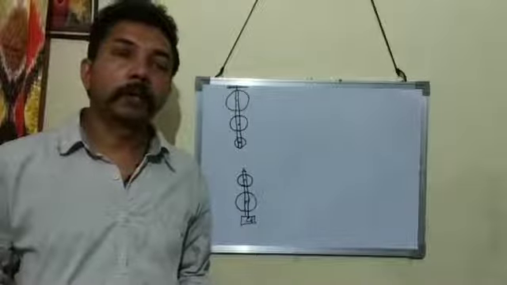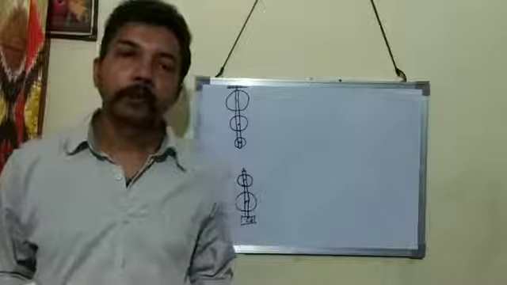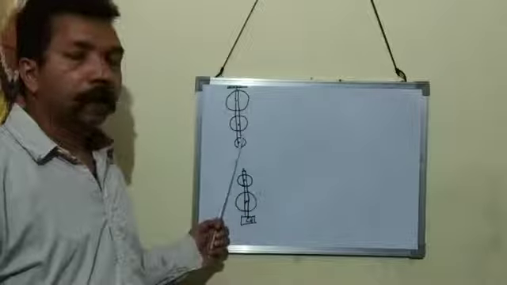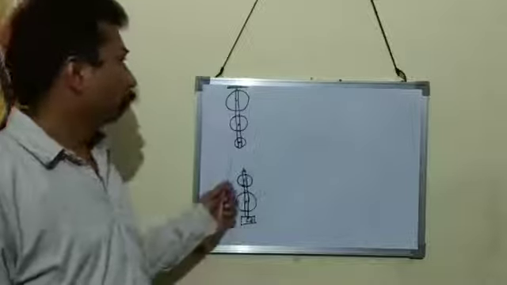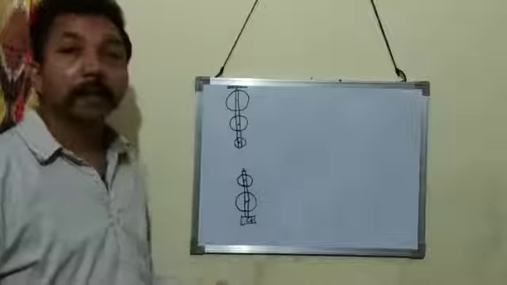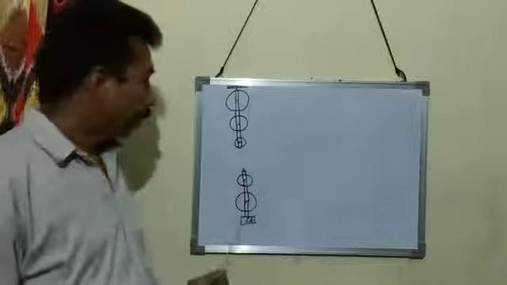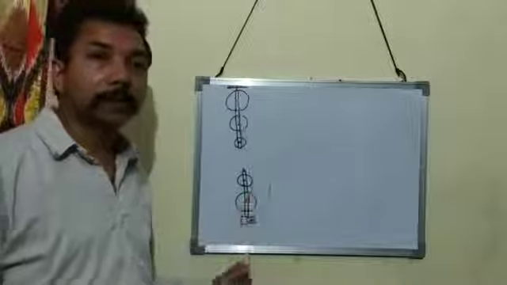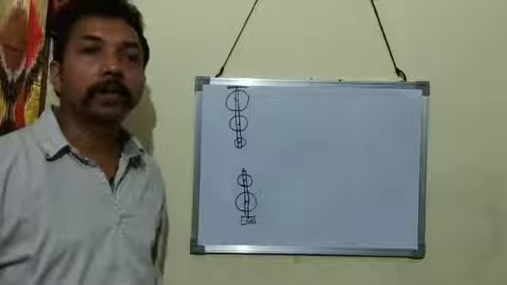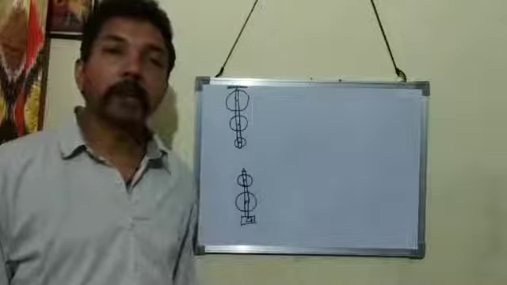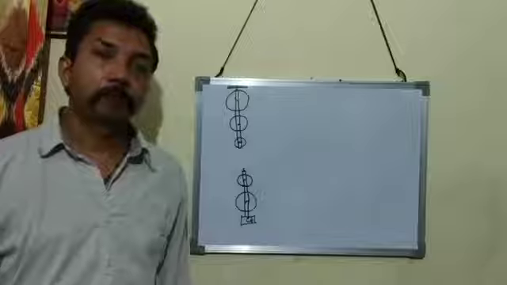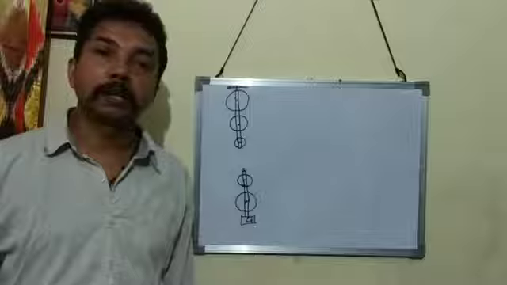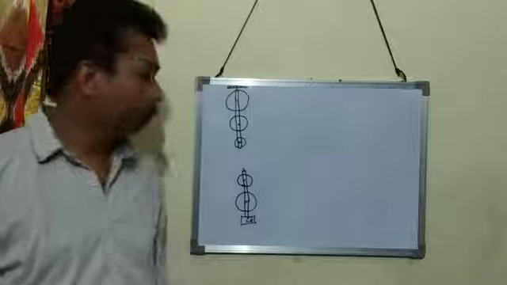Now the next topic is the block and tackle system. So what is a block? Block means a number of pulleys enclosed in a single frame. And what is tackle? Tackle means a string which is used to connect these pulleys. Together it is called the block and tackle system.